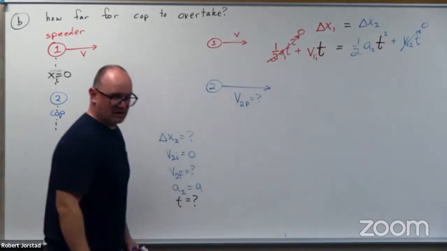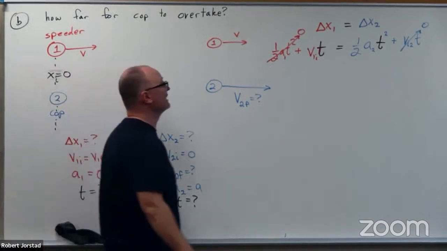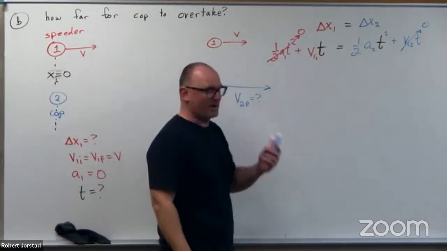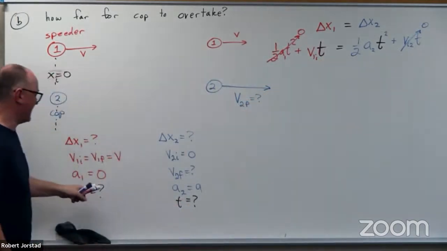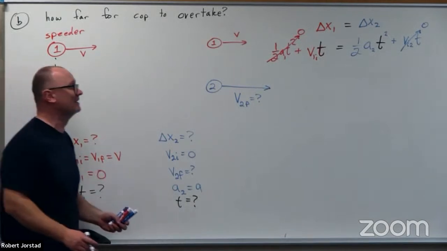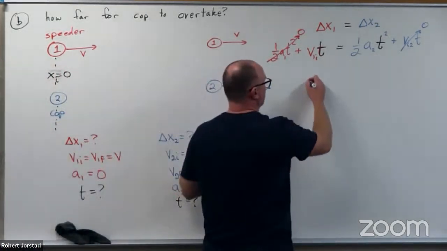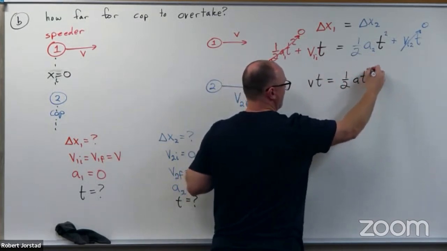So we see in the previous one, we set the velocities equal and we were able to figure out something about the time. Here we're setting the positions equal and we're learning about a different time. Remember, this is a different problem. We do not have the same delta x's. We do not have the same t's. We have to solve for them again. All right, so in this case, I get vt equals 1/2 at squared.